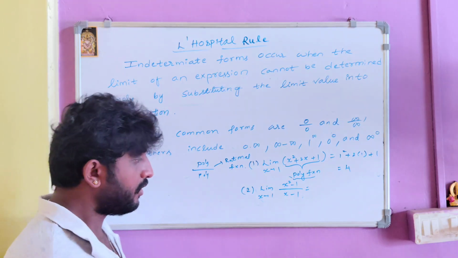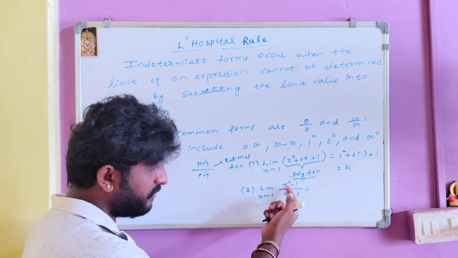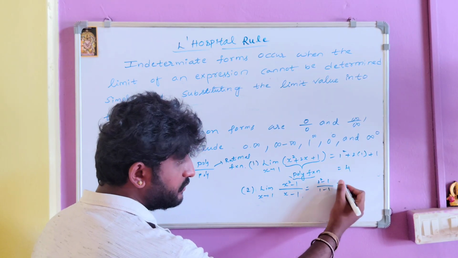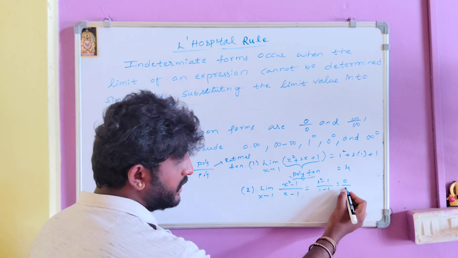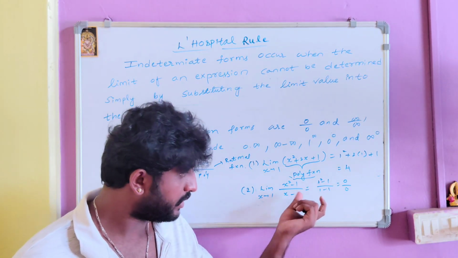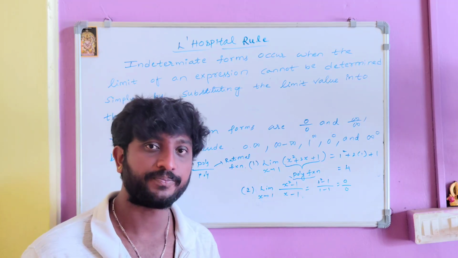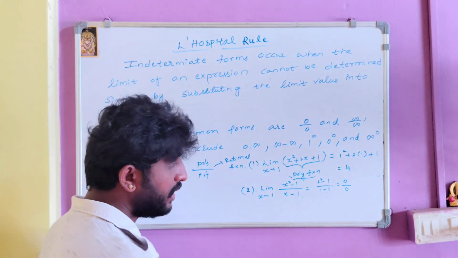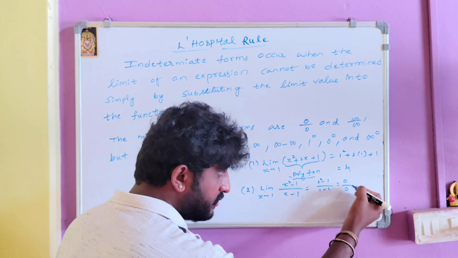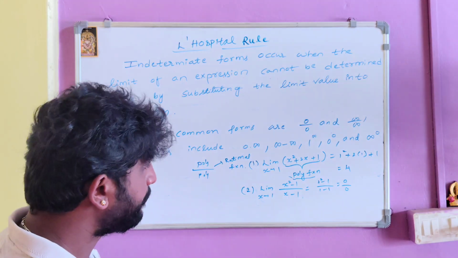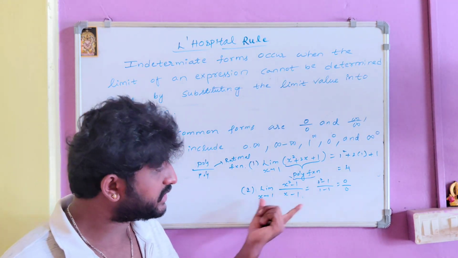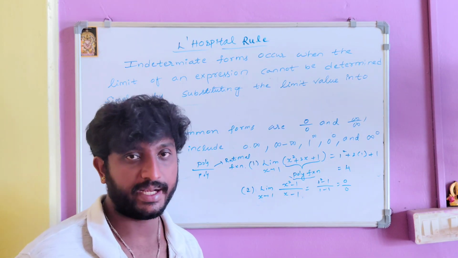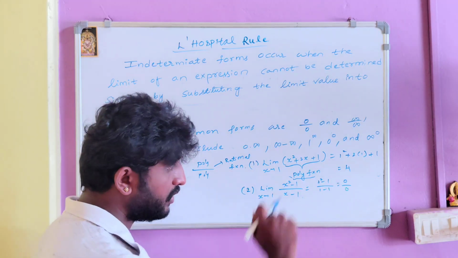Now we substitute 1 in place of x. I will get 1 square minus 1 by 1 minus 1. 1 minus 1 is nothing but 0, and the denominator 1 minus 1 is also 0. We obtained 0 by 0. We cannot cancel these and we cannot solve this further. When this type of situation arises, this form we call an indeterminate form. 0 by 0 is an indeterminate form.